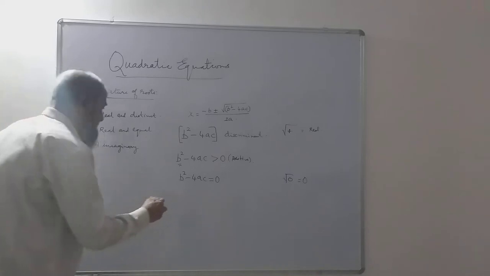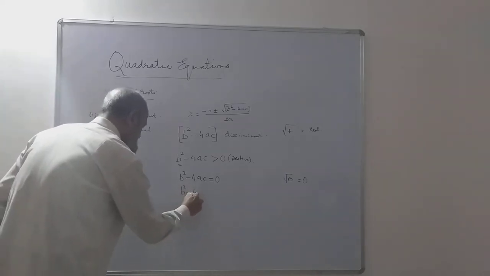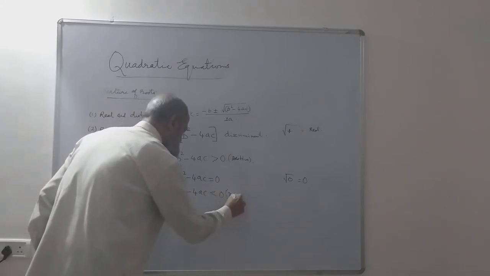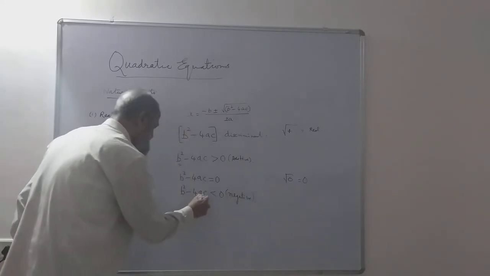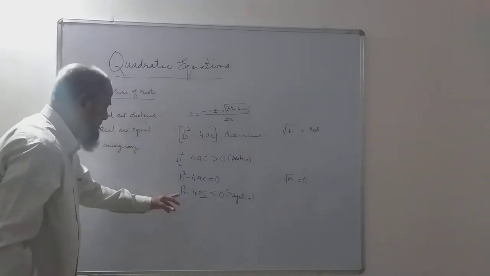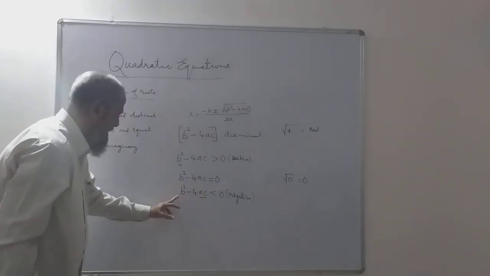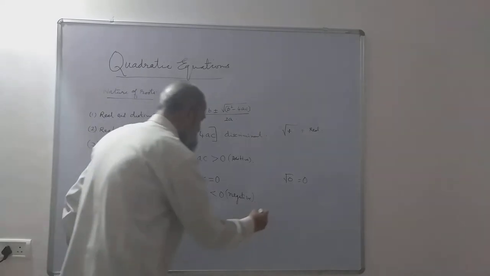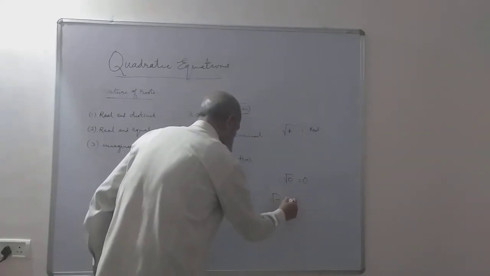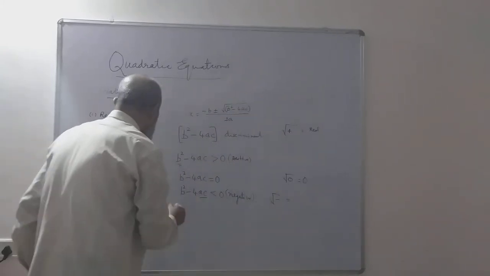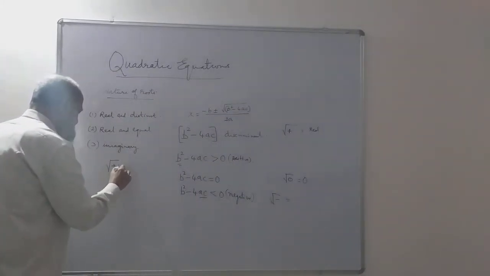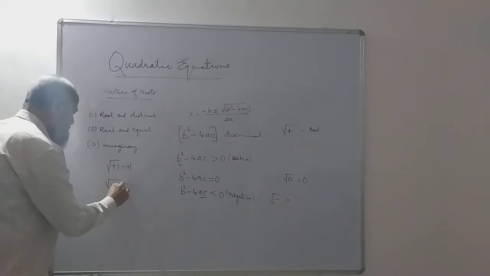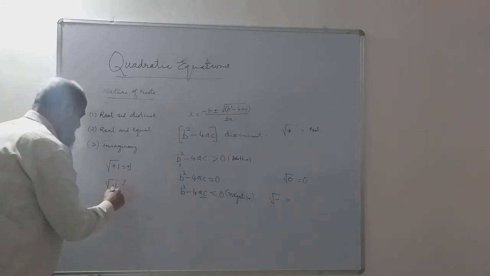Now if b square minus 4ac is less than 0, or the value of this is negative, when will it be negative? If the value of 4ac is more than the value of b square, then the value will be negative, or it will be less than 0. If it is negative, the square root of a negative quantity is imaginary, there is no root. You know, root of plus 1 is 1. It may be either plus 1 or minus 1. But minus 1 has no root.